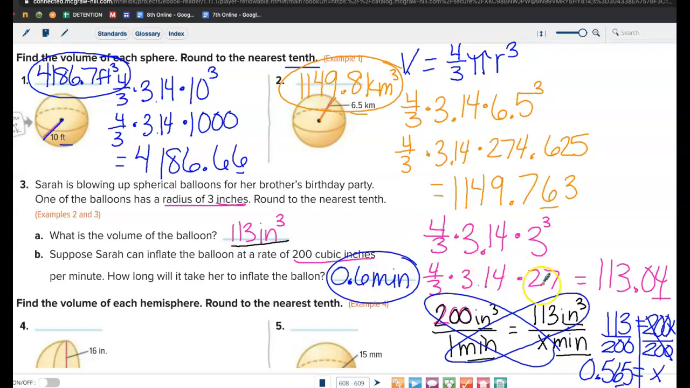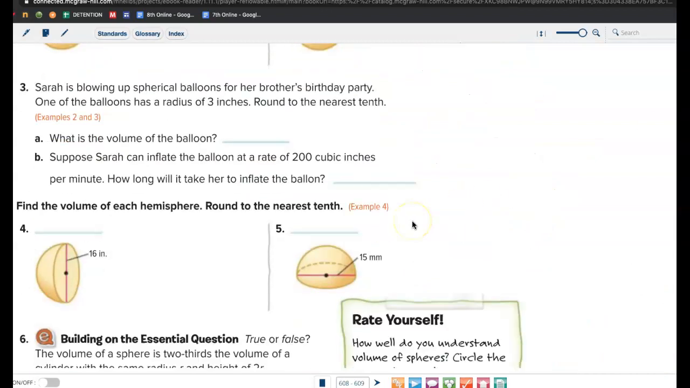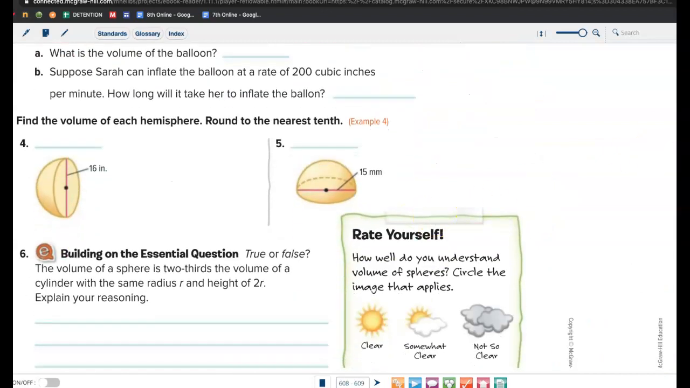All right, so I have 2 more problems for you. And they're finding the volume of a hemisphere. So a hemisphere is what it looks like. It is half of a sphere. So to find the volume of a hemisphere, we're just going to find the volume of a regular sphere and then cut it in half or divide by 2. So my volume of a sphere again is 4/3 times pi r cubed.